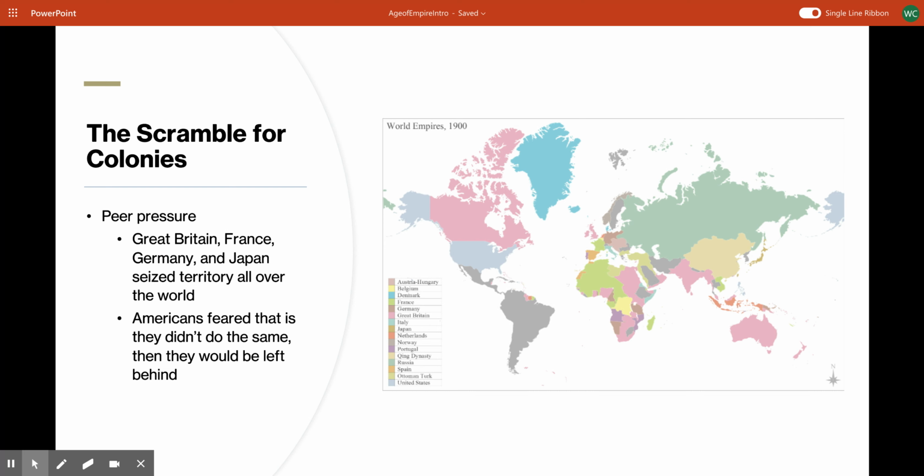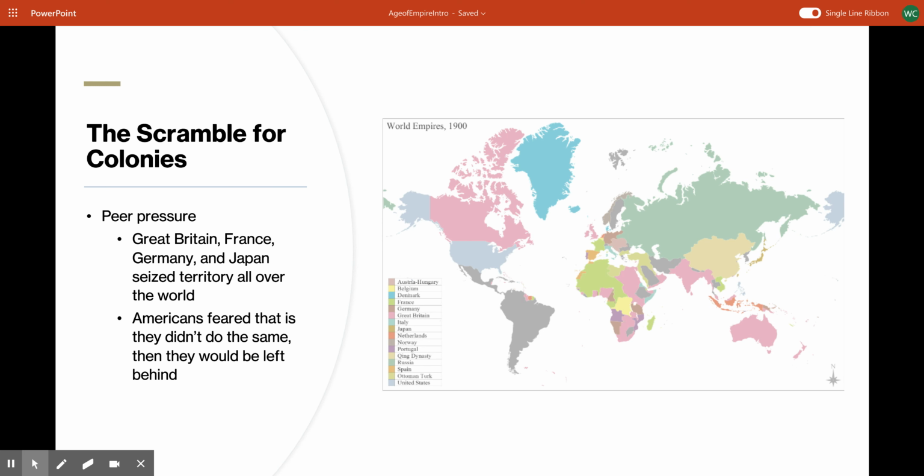And so let's talk about the scramble for colonies during this period. So, one explanation for the United States' entry into imperialism was peer pressure. So, between 1870 and 1900, the industrial nations of Europe and Asia, particularly Great Britain, France, Germany, and Japan, they all fought and scrambled to seize territory in the undeveloped world. And these powers were able to divide Africa and Asia among themselves because the people of Africa and Asia did not have the firepower and technology to fight back.